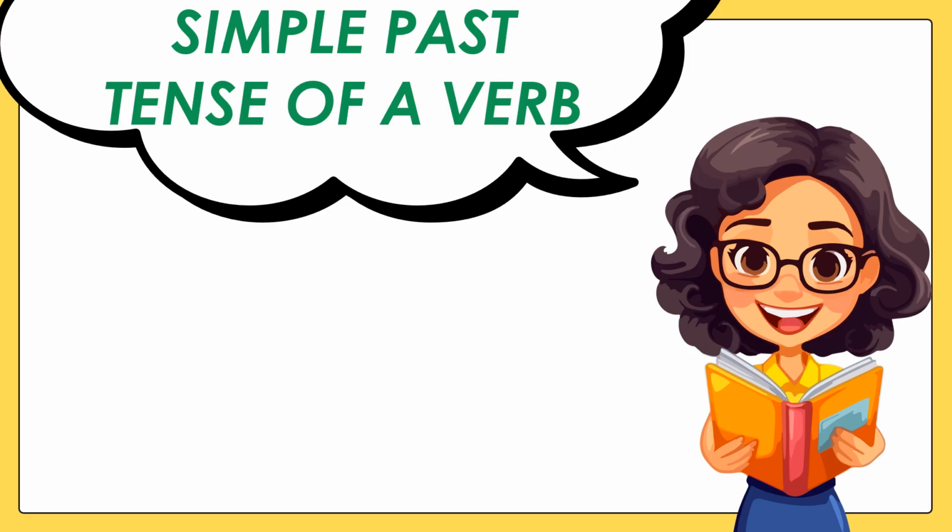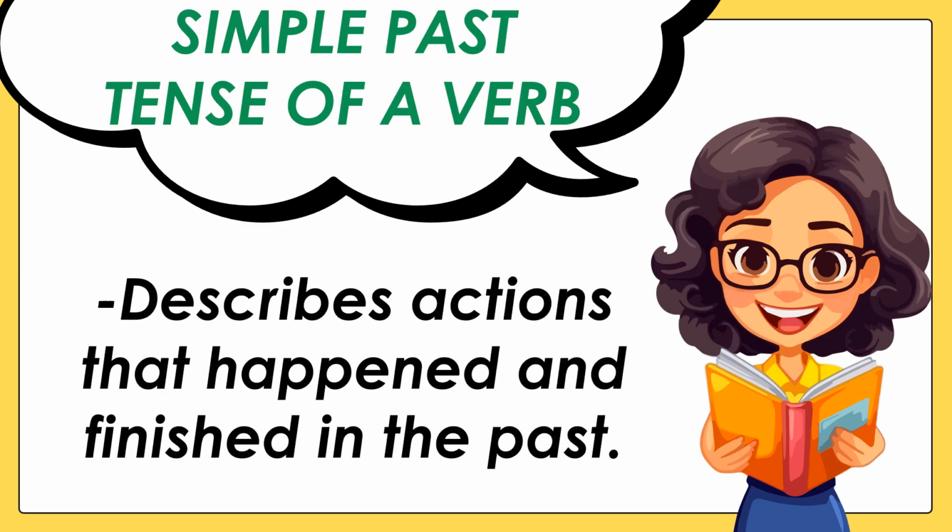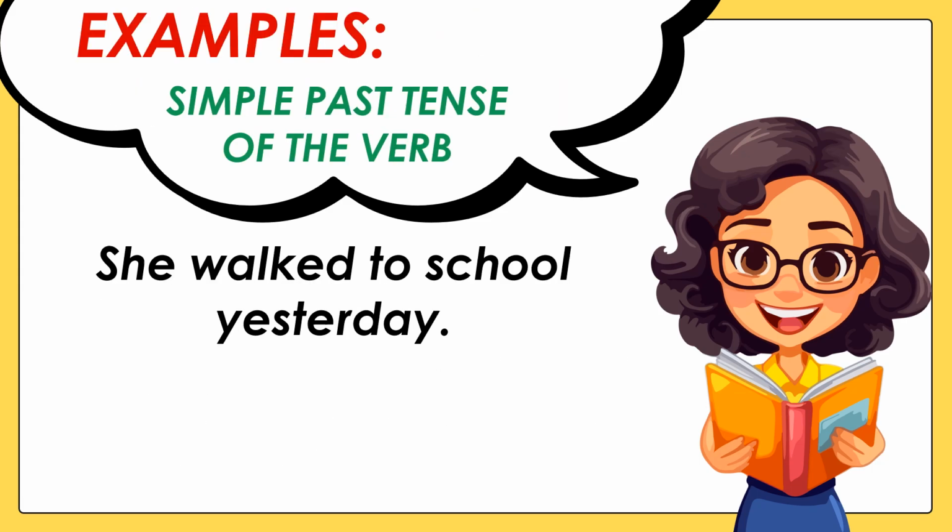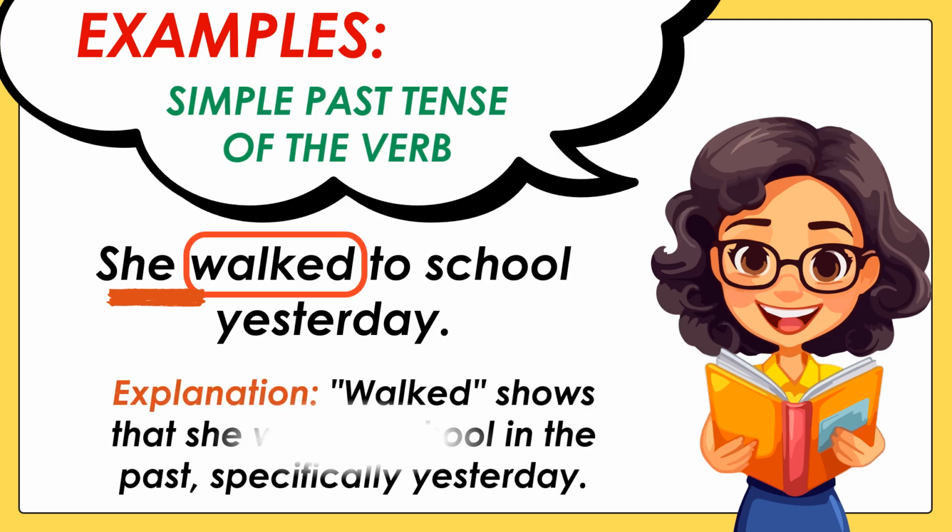Simple past tense of a verb. It describes action that happened and finished in the past. Now, let's see examples of simple past tense of the verb. First, she walked to school yesterday. She is the subject or the topic of the sentence, and walked is the verb. Walked shows that she went to school in the past, specifically yesterday.